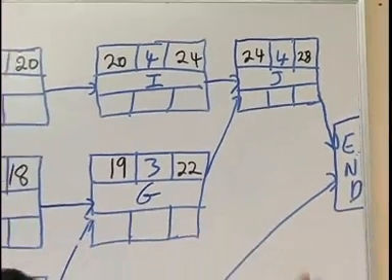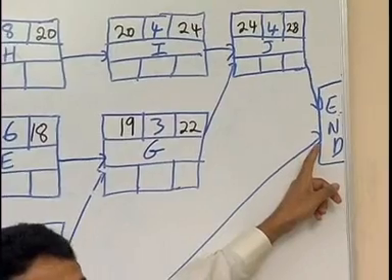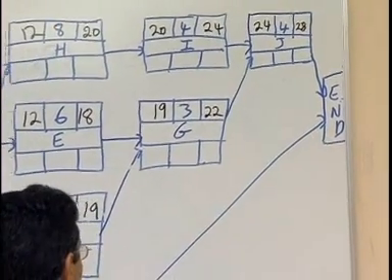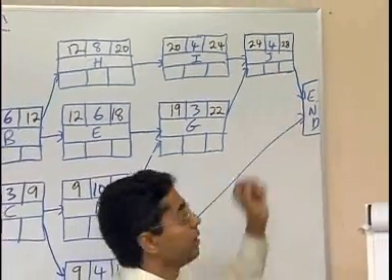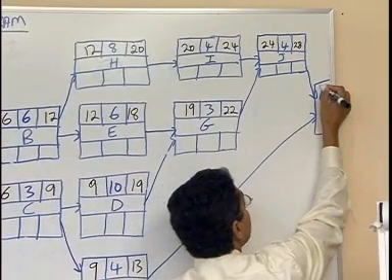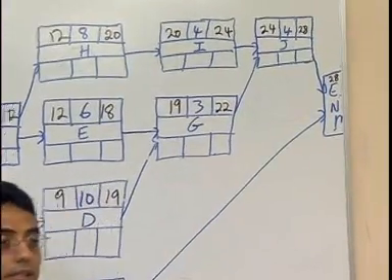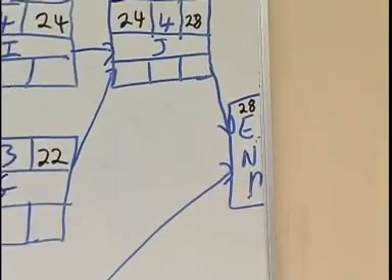Now, let's look at the N box. The N box has 2 arrows coming in. What is the largest of the 2 values? The largest of the 2 values coming into it is 28. So we put 28 on the inside of N. So what this tells us, it takes us 28 days to complete the project.